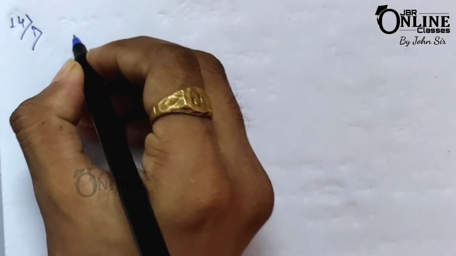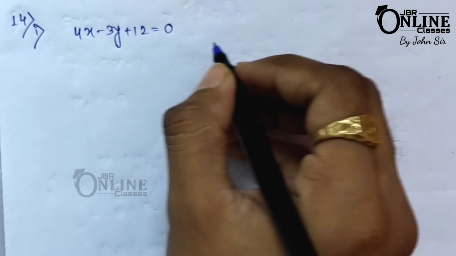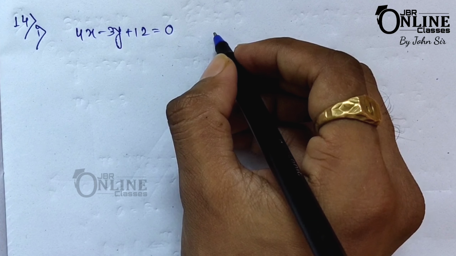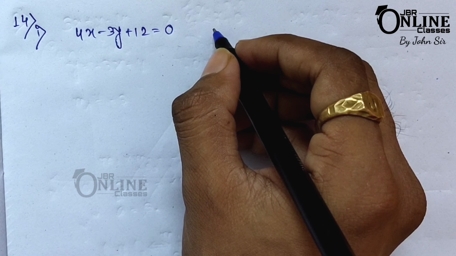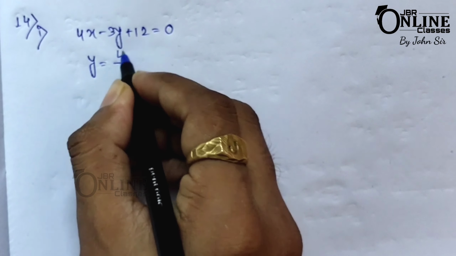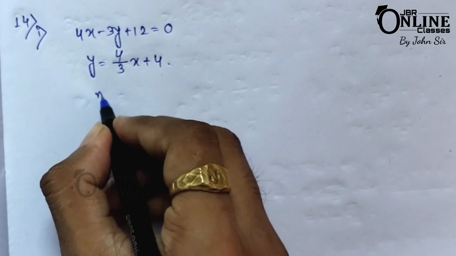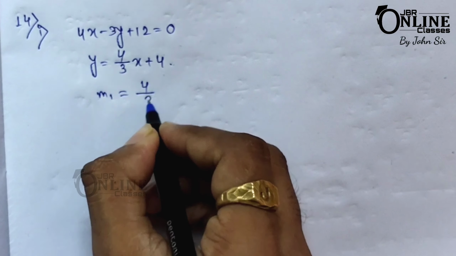Now sum number 14(1). In sum number 14(1) there are two problems. First one, the line 4x minus 3y plus 12 equal to 0 meets the x axis at A. Write down the coordinates of A. Okay, so in this line, first find y equal to 4 by 3x plus 4.